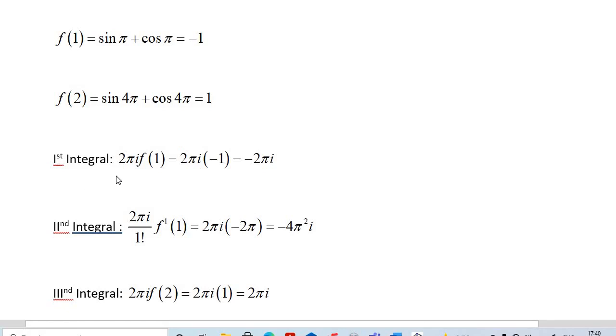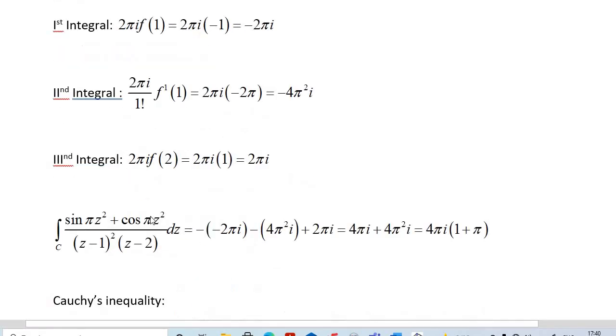So for the first integration the RHS is 2πi f(1). The f(1) value we know, substitute and simplify. For the second integration the RHS is in this form. We know f'(1) also, substitute and simplify. For the third integral the RHS is in this form. We already know the f(2) value is 1, substitute and simplify.